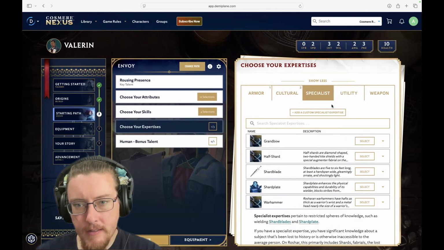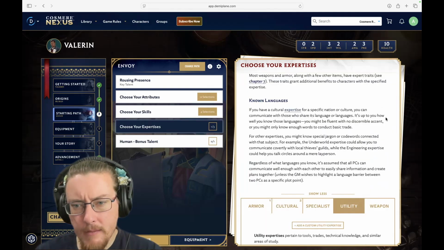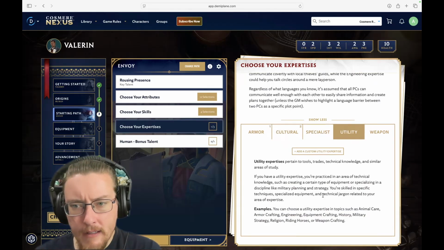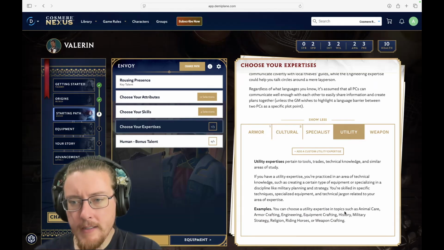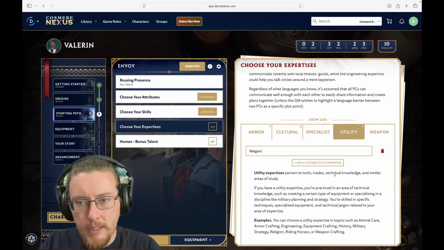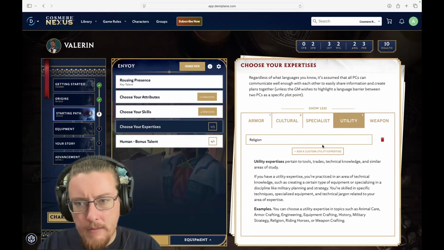Specialists. What are we specialist in? Nope, none of that. And you can work with your GM to add custom expertises. Utility expertise in topics such as animal care, armor crafting, engineering, equipment crafting, history, military strategy, religion, riding horses, or weapon crafting. So, I'm going to put in that my character is going to be an expert at religion, and I think that's all I need to do there.